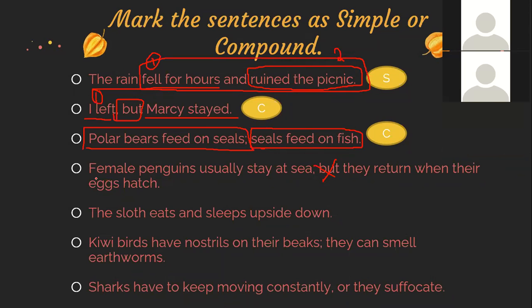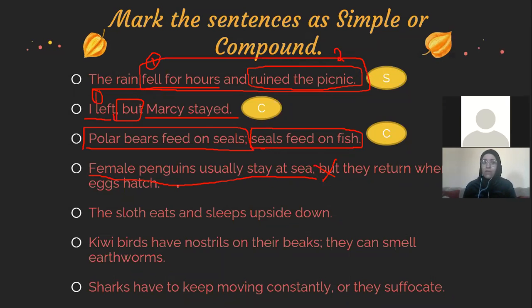Rena, please follow me. Female penguins usually stay at sea. This is the first part. Do we have a subject here? Do we have a predicate? No? What is the sentence talking about here? That female penguins stay at sea. Female penguins is the subject. I'm asking about the subject. What is the sentence talking about? It's talking about female penguins. What is the sentence telling me about the female penguins?